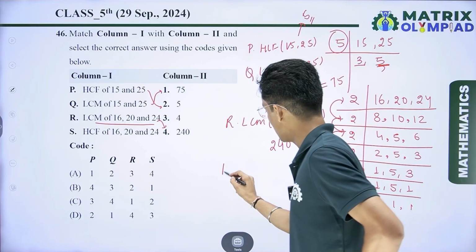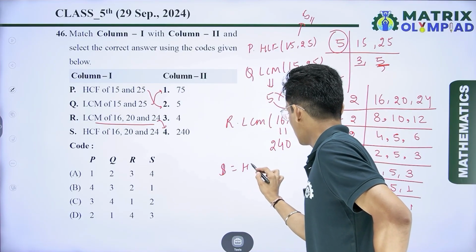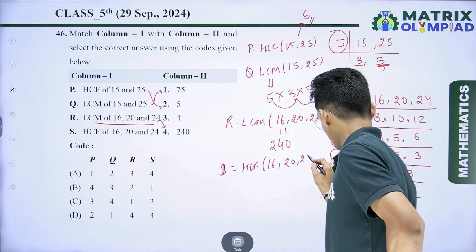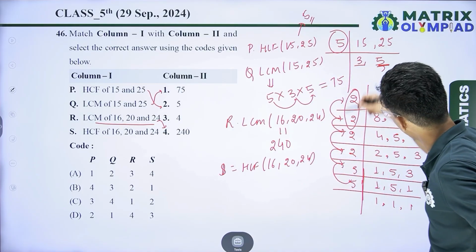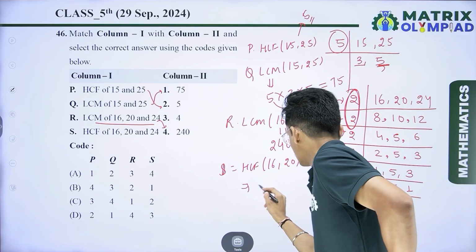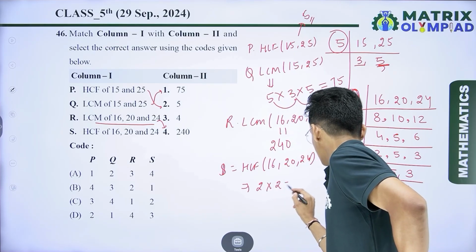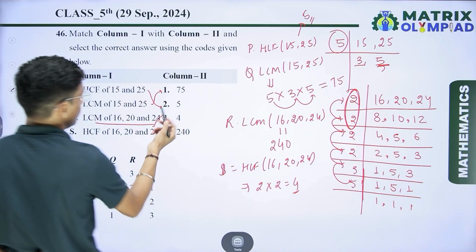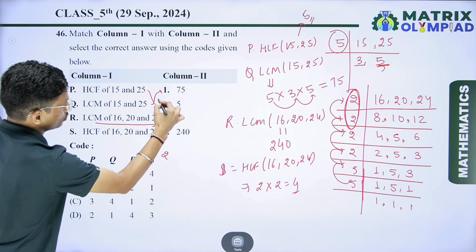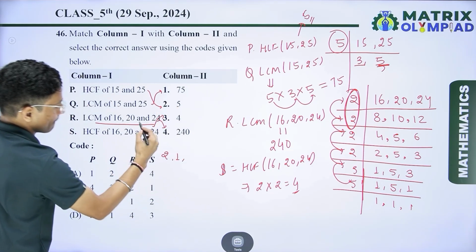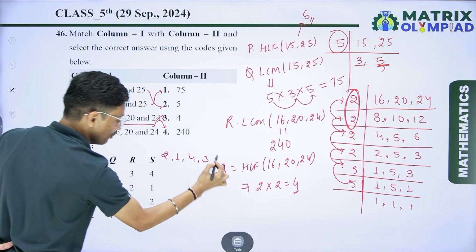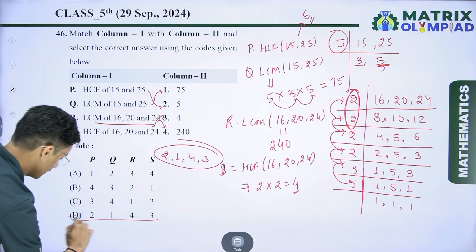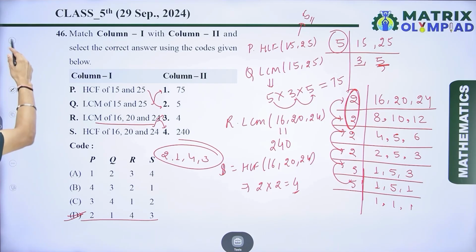Now we have to find S. S is HCF of 16, 20 and 24. So HCF is 2 multiplied by 2. So 2 multiplied by 2, that is 4. So S is connected to 3. So here we get 2, 1, 4 and 3. Now check which option is correct. 2, 1, 4, 3. Option number D is correct over here.